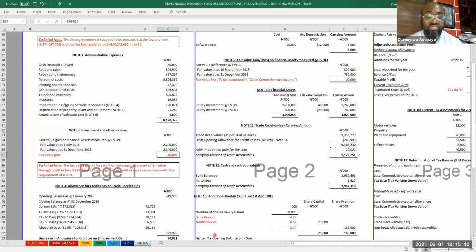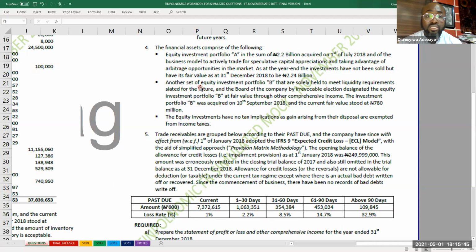Okay, now let's move further to the second aspect of it. Over to you, Oluwatobi. Another set of equity investment portfolio B. Toby, can you continue with the reading? Or somebody else pick it up from there.